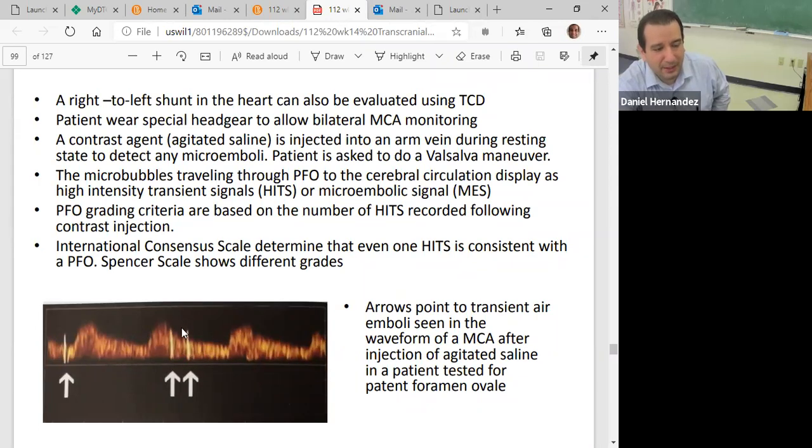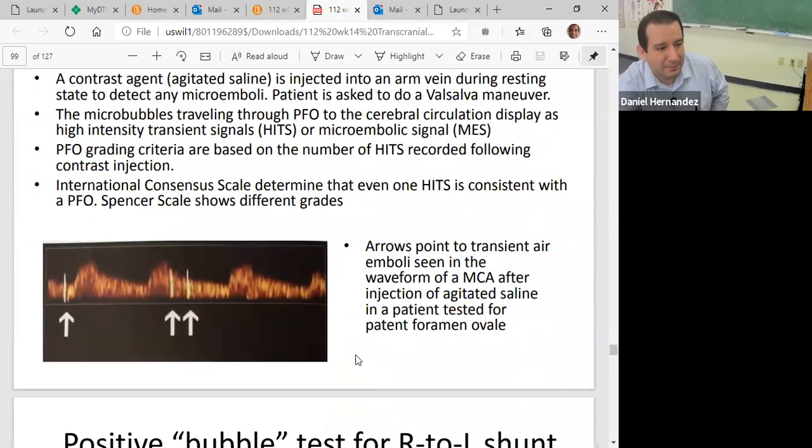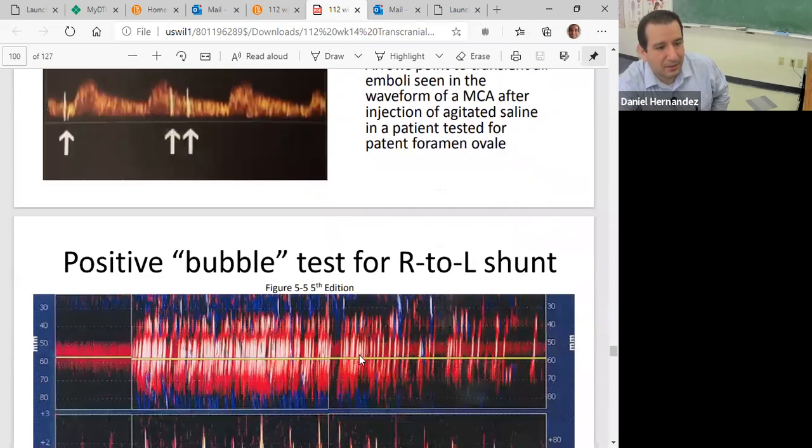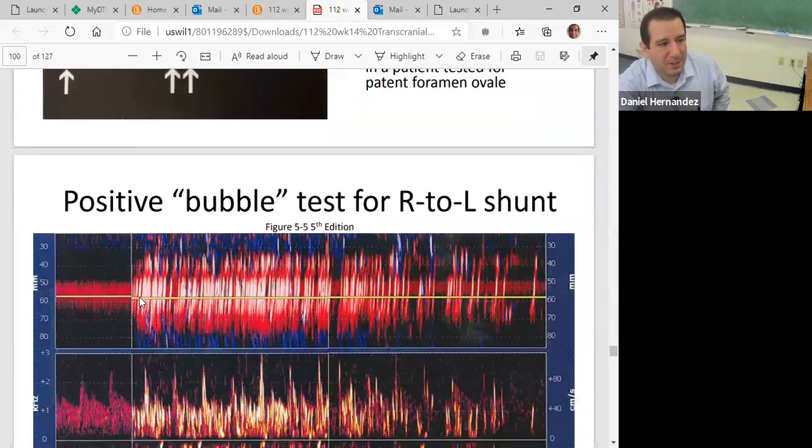In this case, we've created those emboli through that agitated saline, those little saline bubbles. So the arrows point to emboli in the waveform of the MCA after injection of agitated saline in a patient tested for patent foramen ovale. So this would be that M mode color Doppler. So this would be a positive bubble test for a right to left shunt. With the patient Valsalva-ing, we get a whole bunch of hits. So this would be a very large PFO.